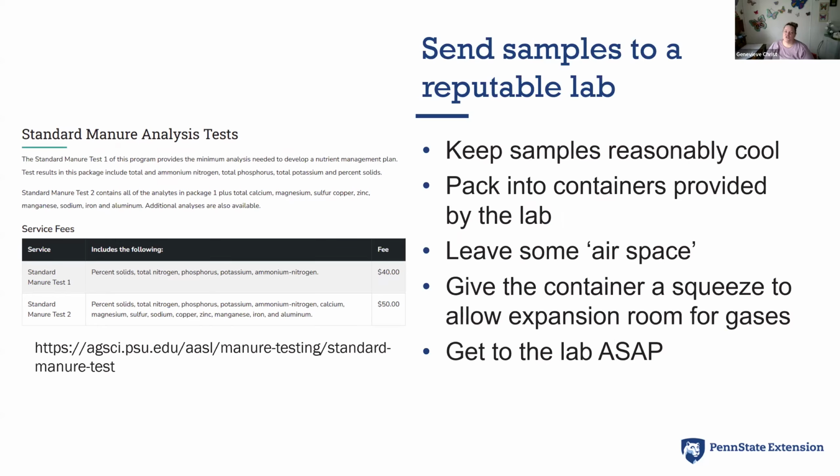We want to send samples to a reputable lab. We want to keep those samples reasonably cool. We want to pack them into the containers provided by the lab. We've got to leave a little bit of airspace, right? Because what happens to manure under pressure? Manure is biologically active. Things are happening. Bacteria is doing its business. Gases are being released, right? And so we want to make sure there's some airspace in that container so that there is room for expansion of gases. And then we want to get that sample to the lab as soon as possible.